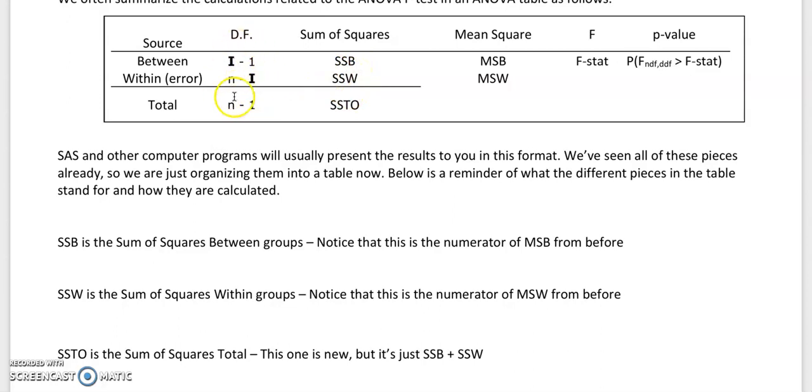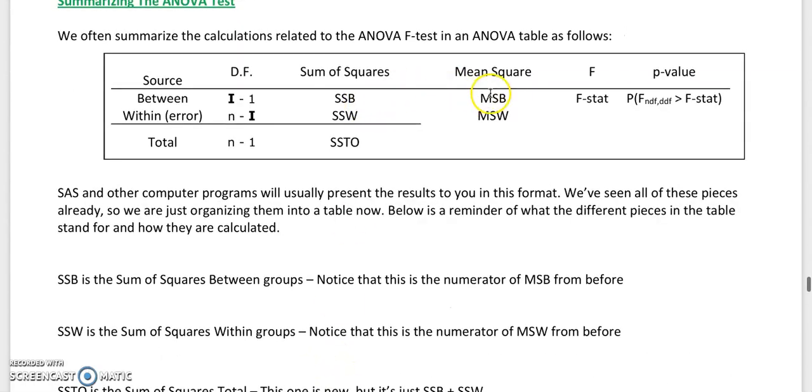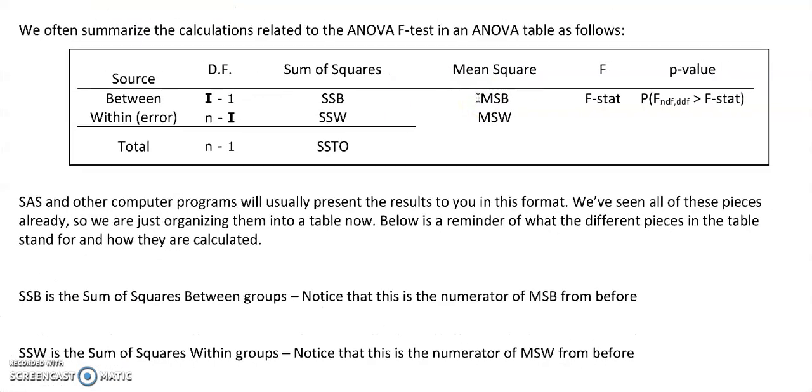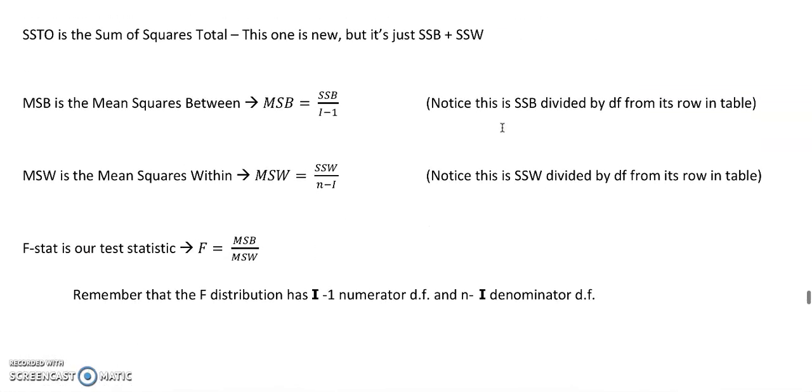You'll notice that for the degrees of freedom, we also add those together to get a total in that column as well. And then you'll notice MSB, that's just SSB divided by I minus 1. MSW is just SSW divided by N minus I. And so for both of these, this number here is just this number divided by this number. This one is this number divided by this number. And if we recall, our test statistic is just this divided by this. So we've got all of the pieces here.